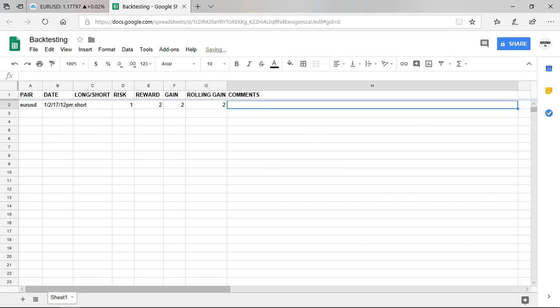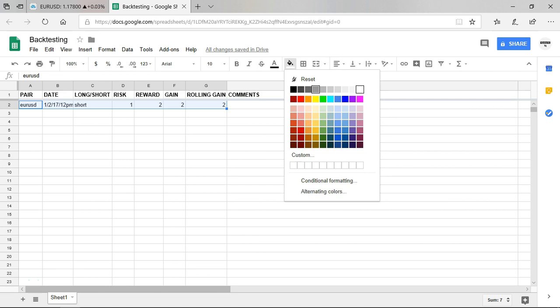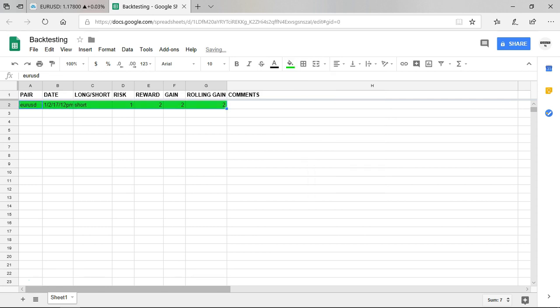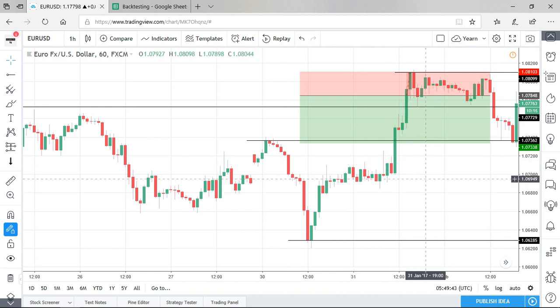And then you could just leave whatever comment you feel is necessary about the trade. Another thing I like to do is highlight the trade green to indicate a win, and I'll highlight it red to indicate a loss, and yellow to indicate break even. It just makes it more visually appealing so you can see how many of your trades are actually wins and losses more easily. So now we're going to go back to the charts and look for more examples.